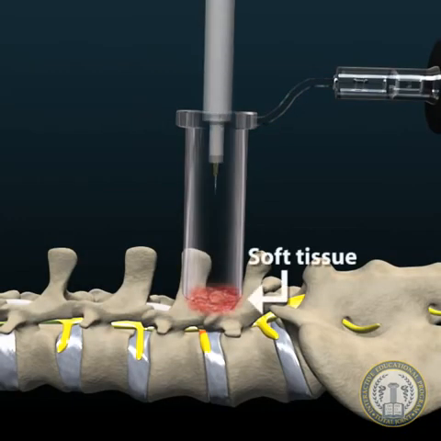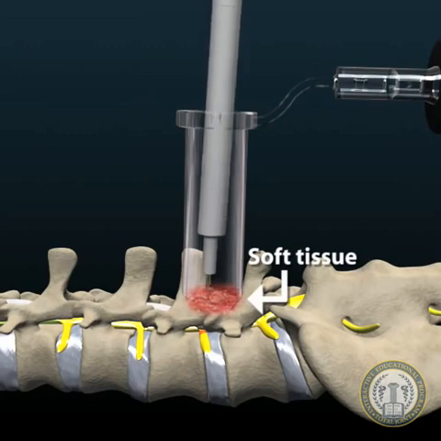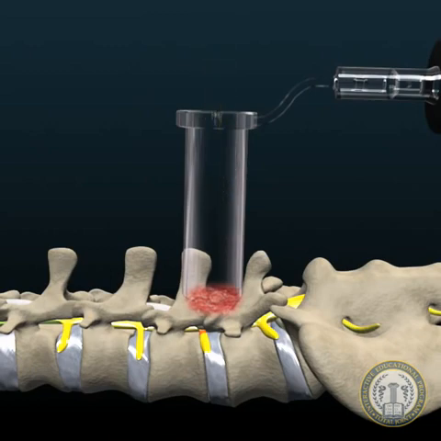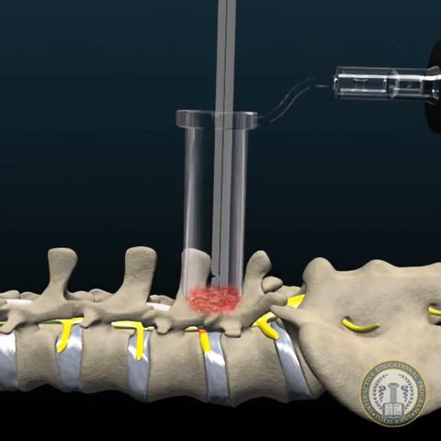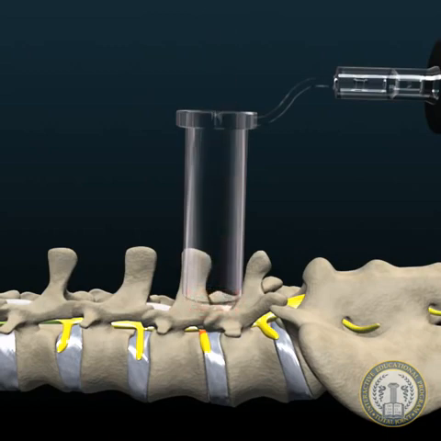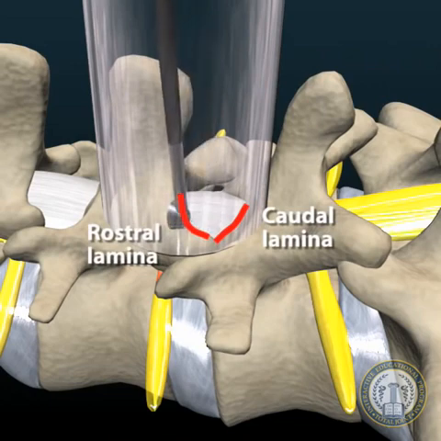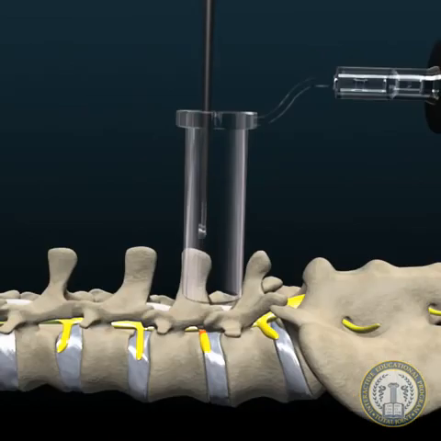Residual soft tissue at the base of the tube is removed using monopolar cautery and pituitary rongeurs. It is important that this dissection begins laterally and superiorly to avoid inadvertent penetration into the interlaminar space with the cautery. A curette or other dissector can then be used to identify the inferior edge of the rostral lamina and superior edge of the caudal lamina, as well as clean out the interlaminar space.